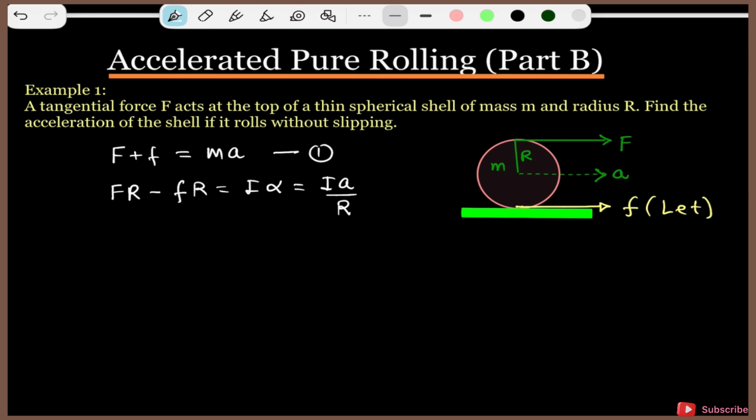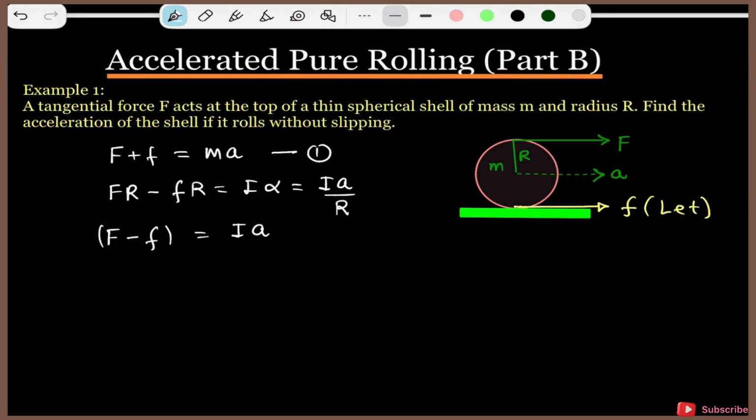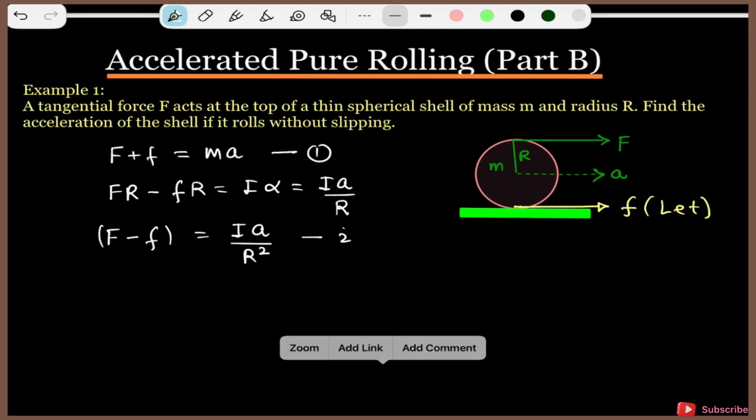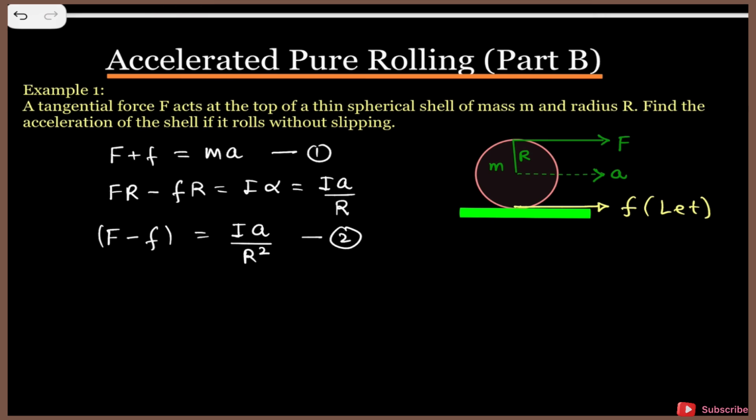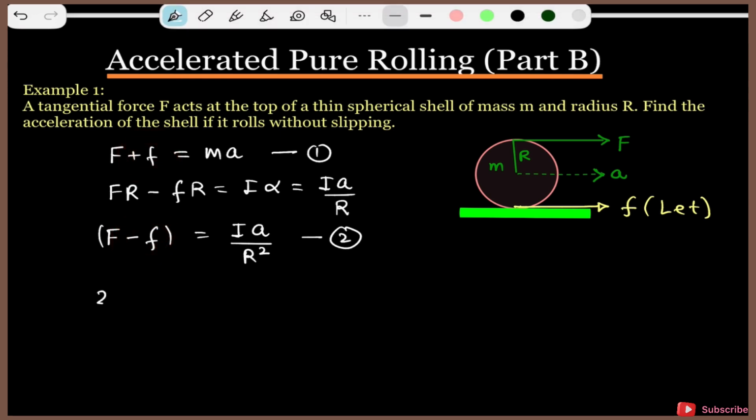So we can simplify this more. Force minus friction can be written as I a upon R square. This can be the situation. Now let's say this is our equation number second. We can add equation first and second. By adding equations first and second, the positive value of friction and the negative value of friction will cancel out. So our net equation can be written as 2F is equal to mass into acceleration plus I a divided by R square.